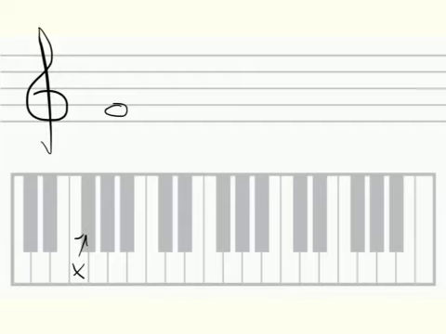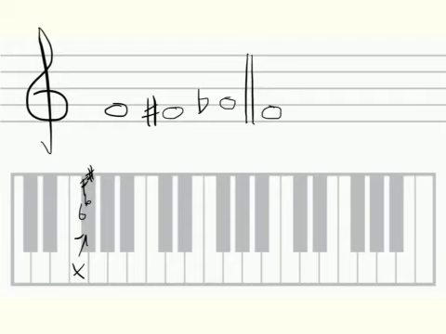Now that black key has two names. You can either call it F sharp or you can call it G flat. So you have two possible answers. You can call it F sharp, so you draw your F and place it sharp, or you could also answer this, G flat.